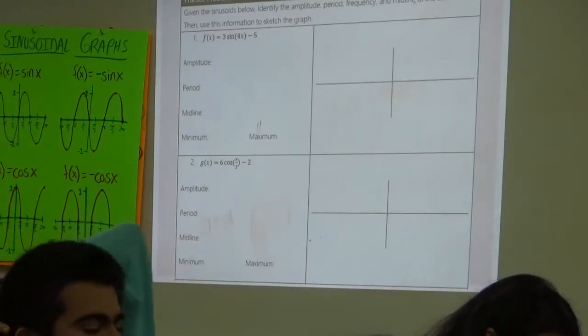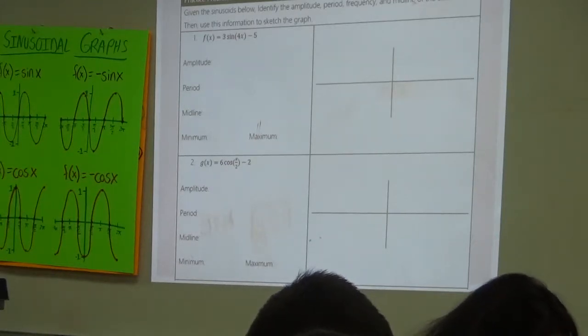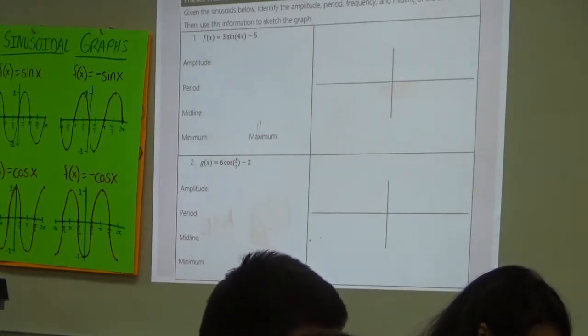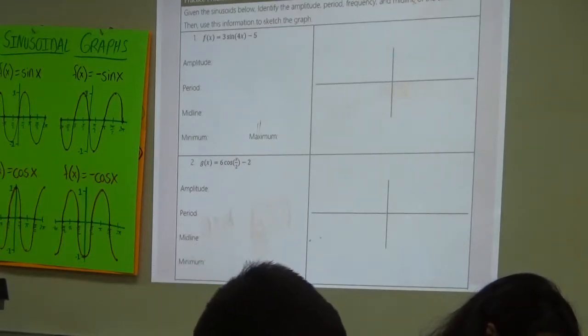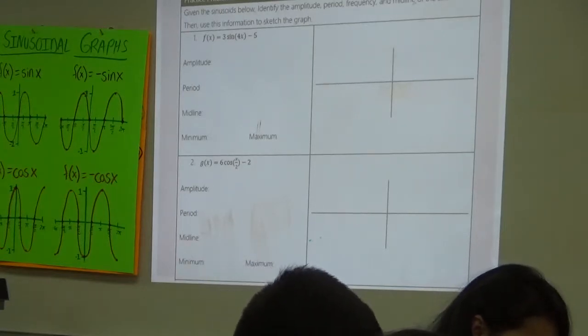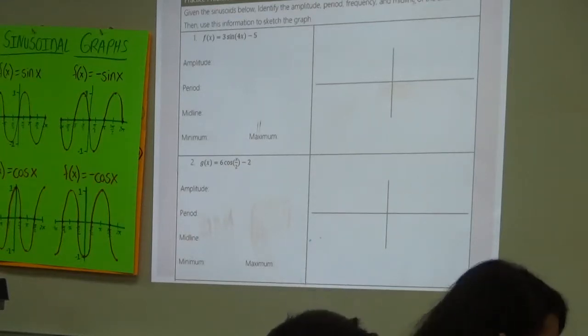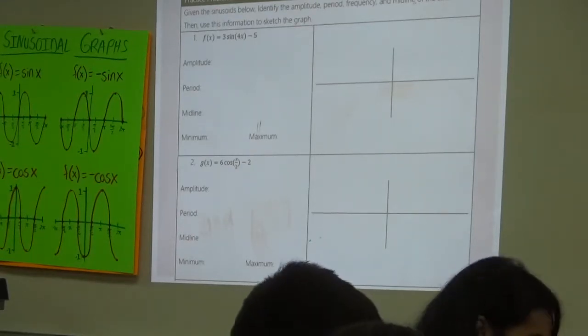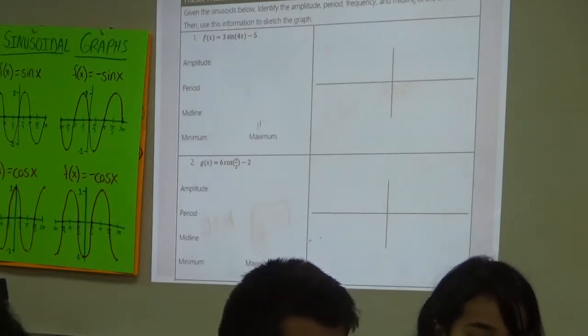That would be if this number 5 was a negative one. It would go down to the minimum and simplify that. Okay, if it's cosine, like you're going to see here, some of them are sine and some are cosine. Cosine does not start at the midline. Cosine starts up at the maximum, goes past the midline, down to the minimum, and back up to the maximum. This is one cycle of cosine.